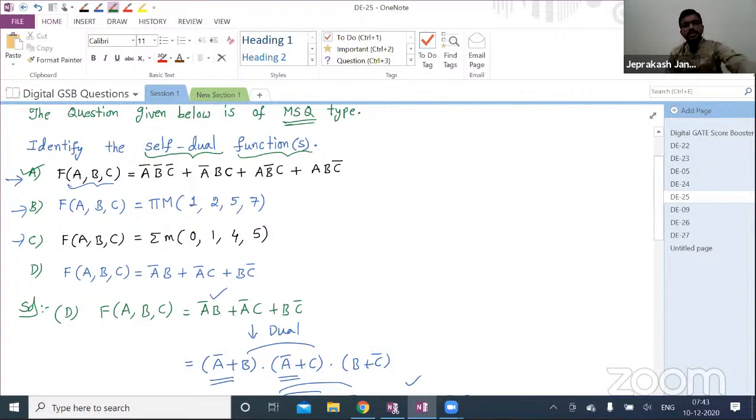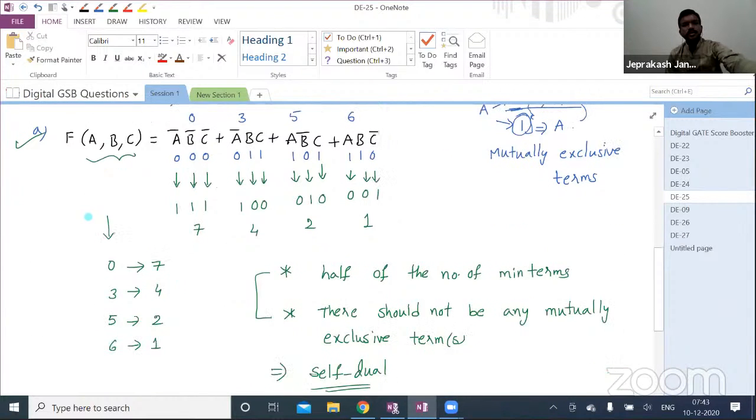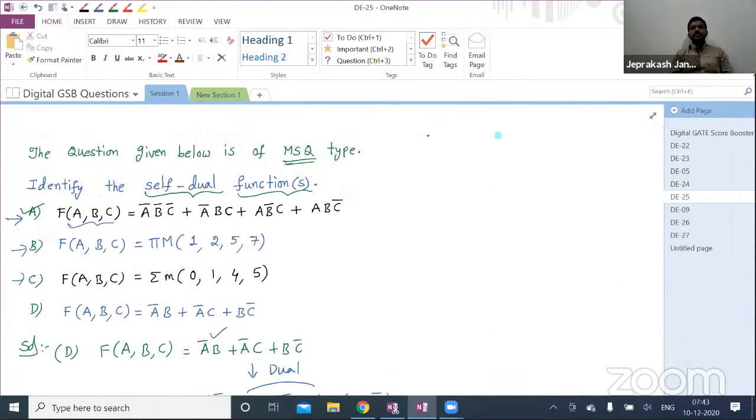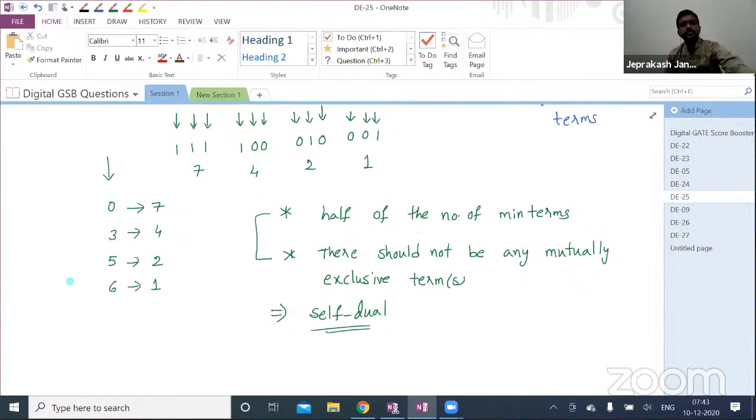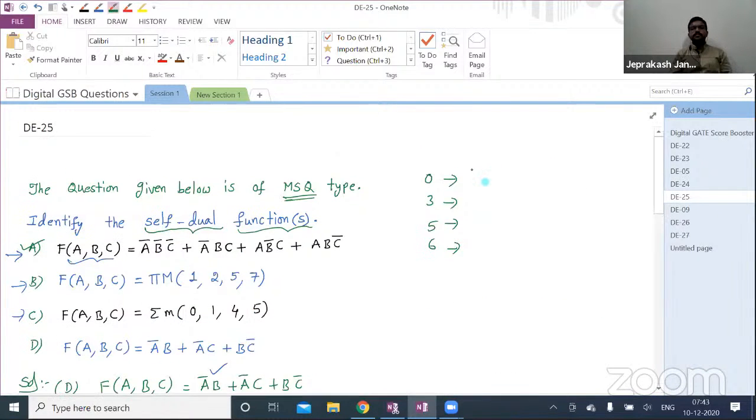Now, here we got 0, 3, 5, 6, and the corresponding terms we got are 7, 4, 2, 1. These are the mutually exclusive terms for 0, 7; 3, 4; 5, 2; 6, 1, like that. Now write this particular function in sigma format. You will get 0, 3, 4, 6. Here 0, 1, 2, 3, 4, 5, 6, 7.